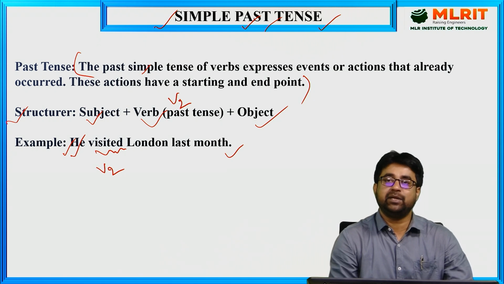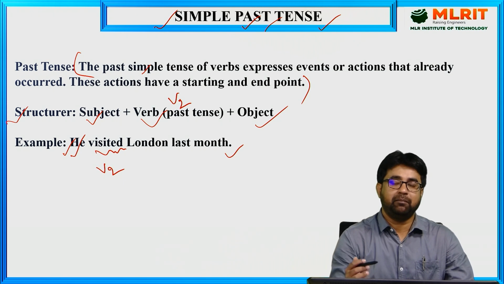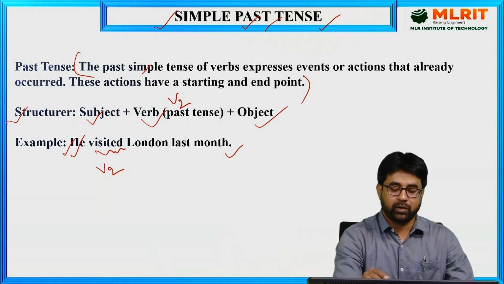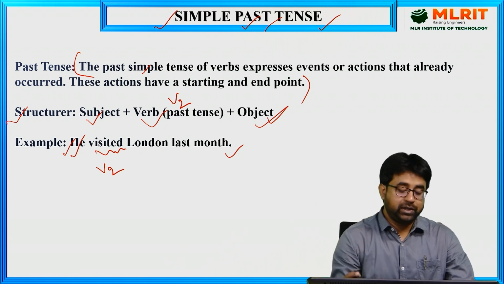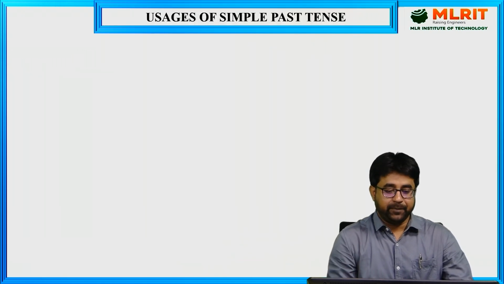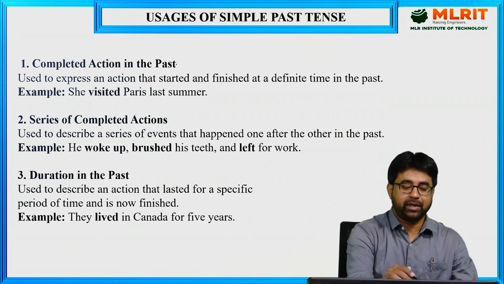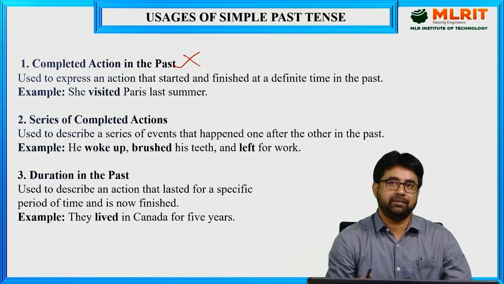Now let's see the usage of simple past tense. On which occasions are we supposed to use simple past tense? This aspect is very important. It is pretty simple, there is nothing complicated, but we need to remember the usage of simple past tense, right? Now let's see the usage one by one. The first one: completed action in the past. This is the most basic use of simple past tense.